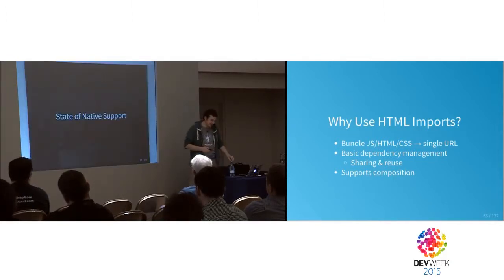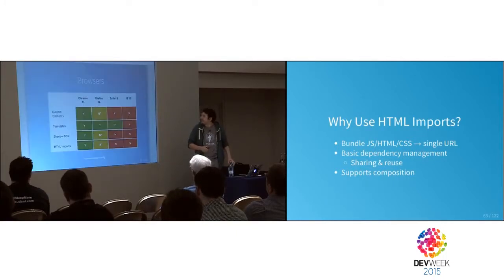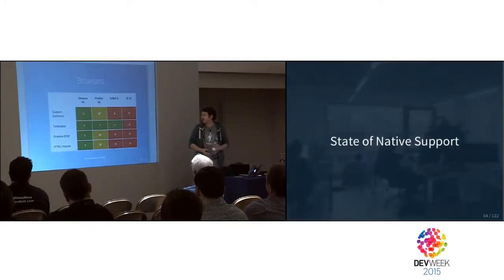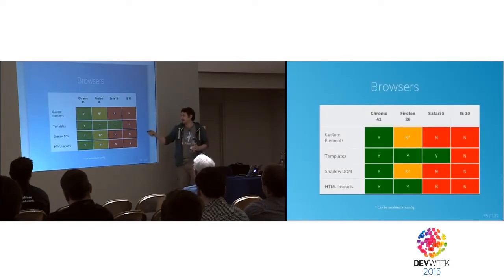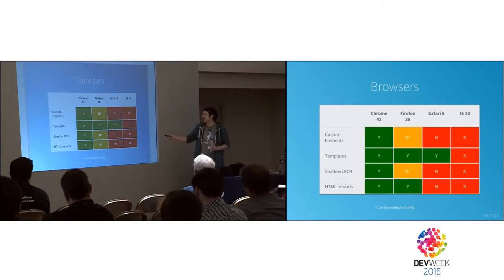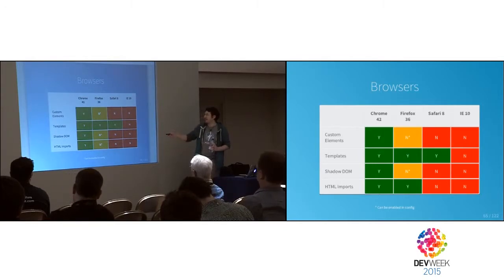The important thing is the state of native support, obviously. As you'd expect, Chrome are absolutely leading the way. Firefox, I think that might be wrong, I think they might support custom elements now. But basically, you can use them in Firefox. Safari and IE, I think you kind of expect it to look a bit like this. In Firefox, you can definitely enable things like Shadow DOM and HTML imports.